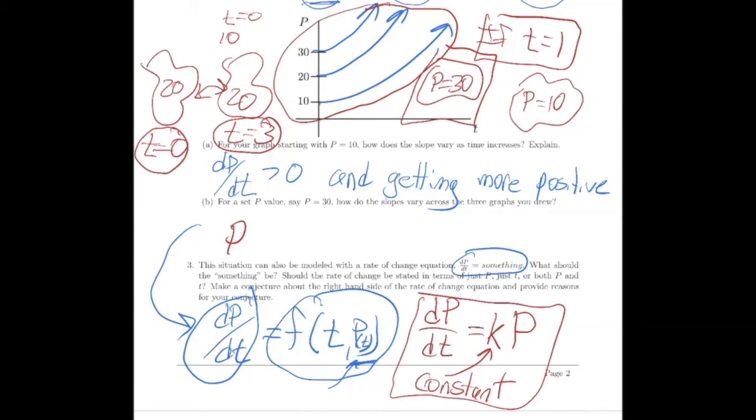Yeah, and maybe there's a subtle point here. You might be thinking, well, P depends on T, and if the differential equation depends on T, then by definition it depends on T. But here it's a little bit different. All we're saying here is that the rate of change of P only depends on the current population of P and nothing else.